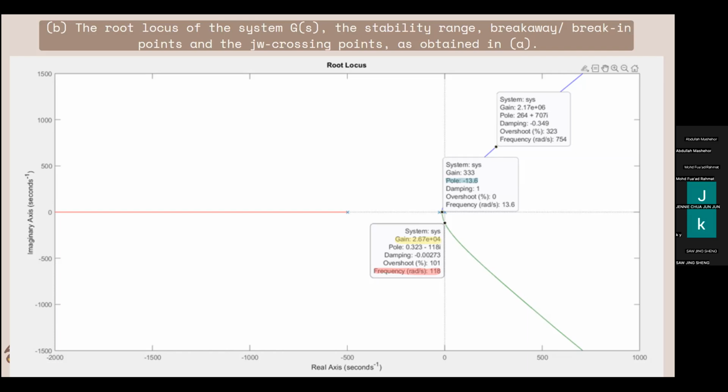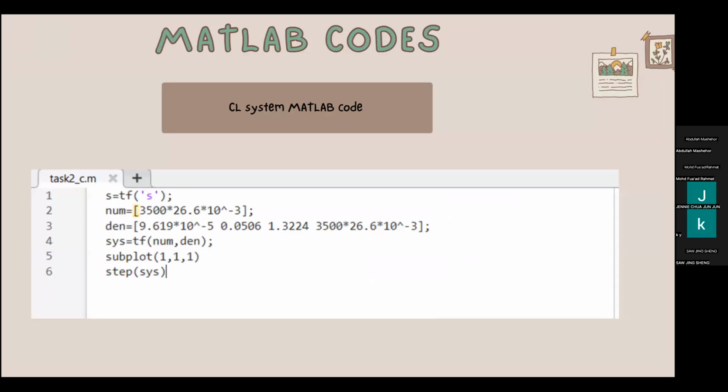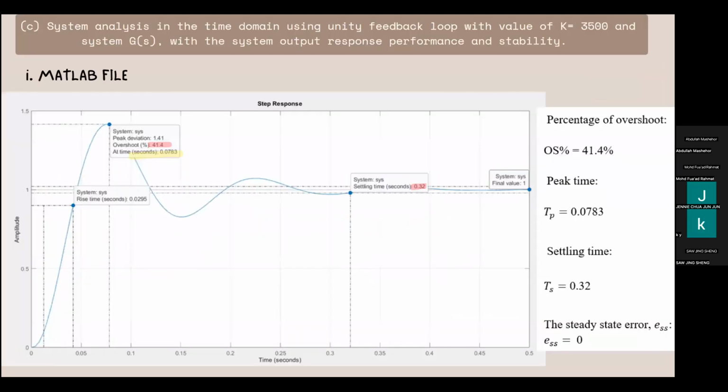It's 118, but it's not 13. 118 radians per second. Continue. Next, the closed loop transfer function. This is the same code, but we add the closed loop transfer function. Next, by using MATLAB, we can obtain this value.